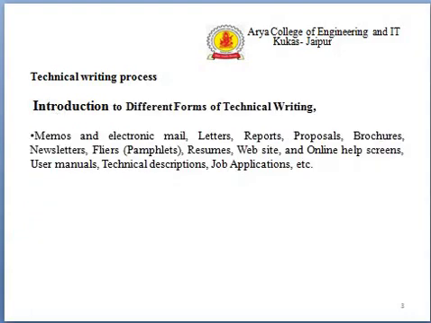So there are the different forms of technical writings. They are the different writing forms which need special technical writing processes. Some of them are memos and emails, letters, reports, proposals, brochures, newsletters, flyers, we also call pamphlets, resumes, website content writing, online help screens, user manuals, technical user manuals. When you get a mobile, you have a user manual, how to operate the mobile or any machine. Then technical descriptions and job applications, etc. So these are the different technical writings.